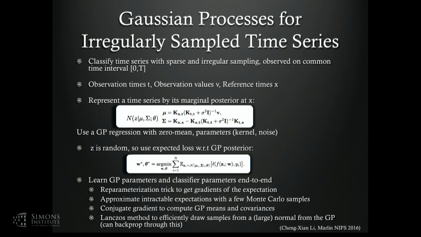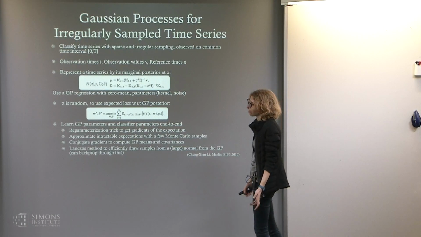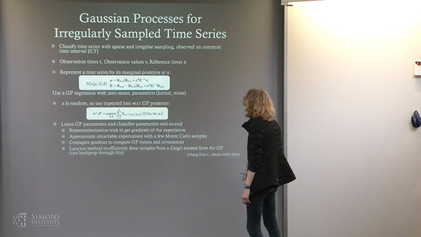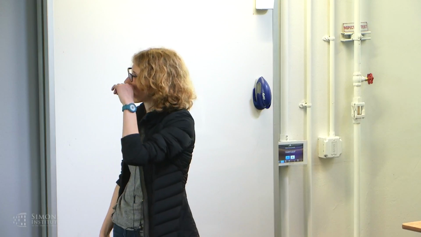And so what we have are observation times t. These are when labs are taken. Some observation values b. These are the values of the labs. And some reference times x. So you need a way of relating one time series to another, right? Which means that you have to look at the latent function at the same time, and that might not be the time when the lab is taken between people.